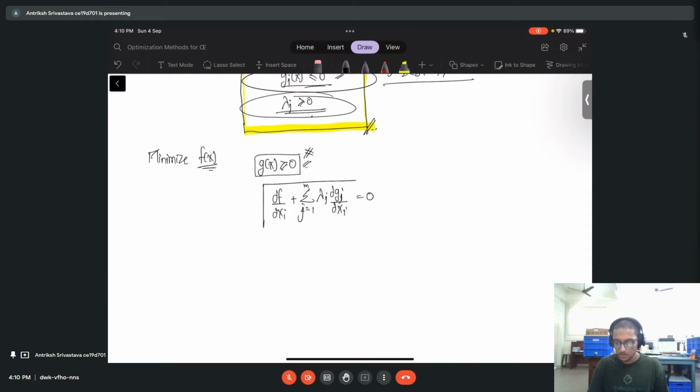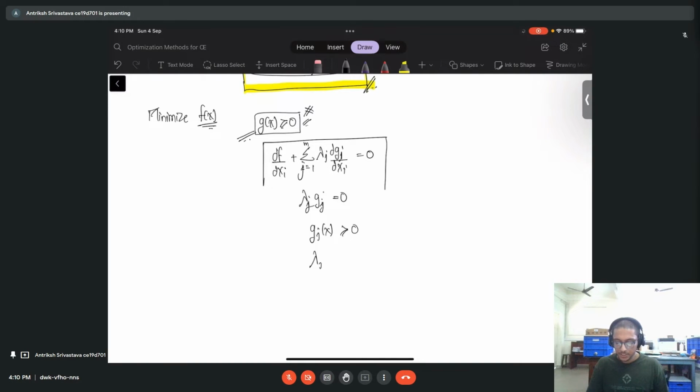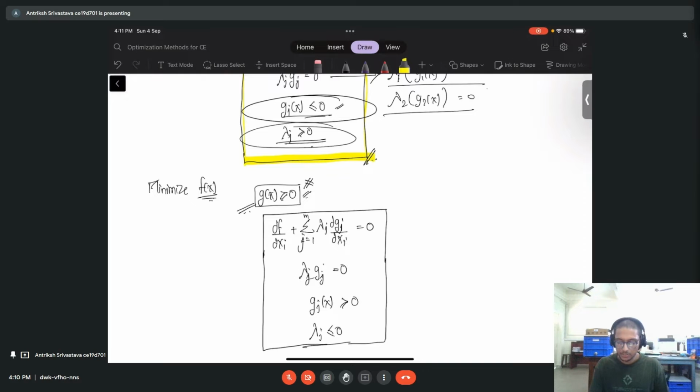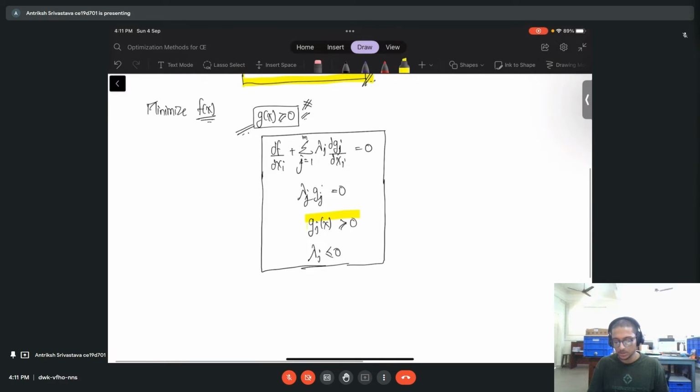That will be 0. Then we have all the constraints multiplied by their Lagrange multiplier, which will be 0. And then we have this constraint. All the constraints should be greater than or equal to 0, and lambda j will be less than or equal to 0. So you can visualize that if the constraints are less than or equal to 0, then your Lagrange multiplier will be greater than or equal to 0, and if the constraints are greater than or equal to 0, then your Lagrange multiplier will be less than or equal to 0 for a minimization of f(x).